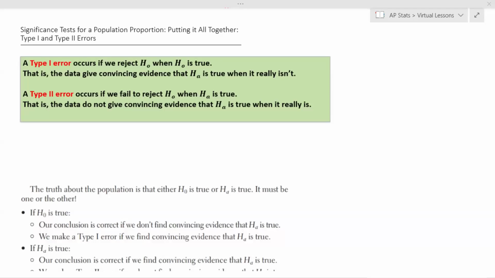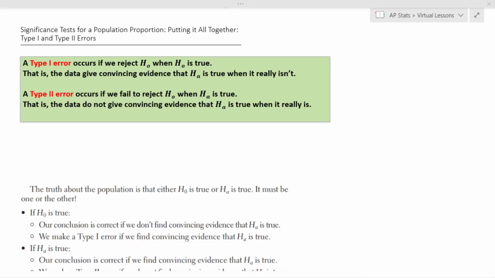All right, guys, Mr. Antonucci here again, and in this video, we're going to talk about type 1 and type 2 errors. So when we make conclusions from a significance test based on our sample data, we hope our conclusion will be correct. But sometimes the data may lead us to an incorrect conclusion, and there's two types of mistakes we can make. We call them type 1 and type 2 errors.